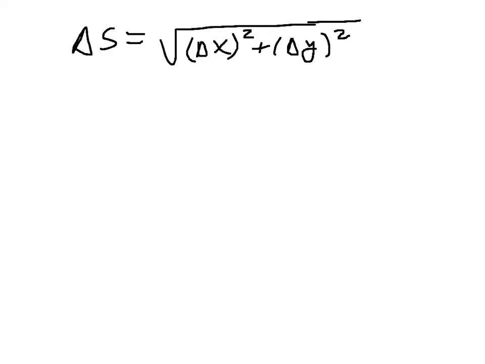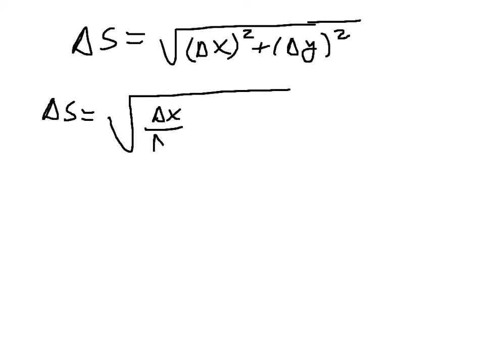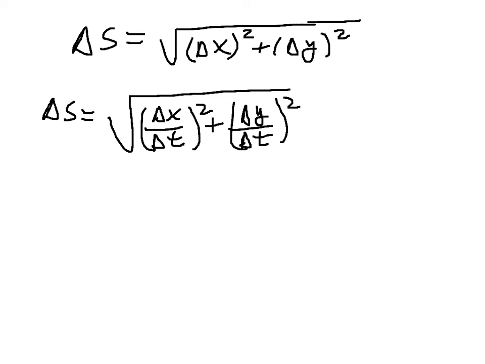So any one of these little delta s's corresponding to the length of a secant segment is equal to the square root of delta x squared plus delta y squared. And now here's where we change things up a little bit in the parametric world. We're going to write this as delta x over delta t squared plus delta y over delta t squared. Now to balance those delta t's, I multiply outside the radical by delta t.